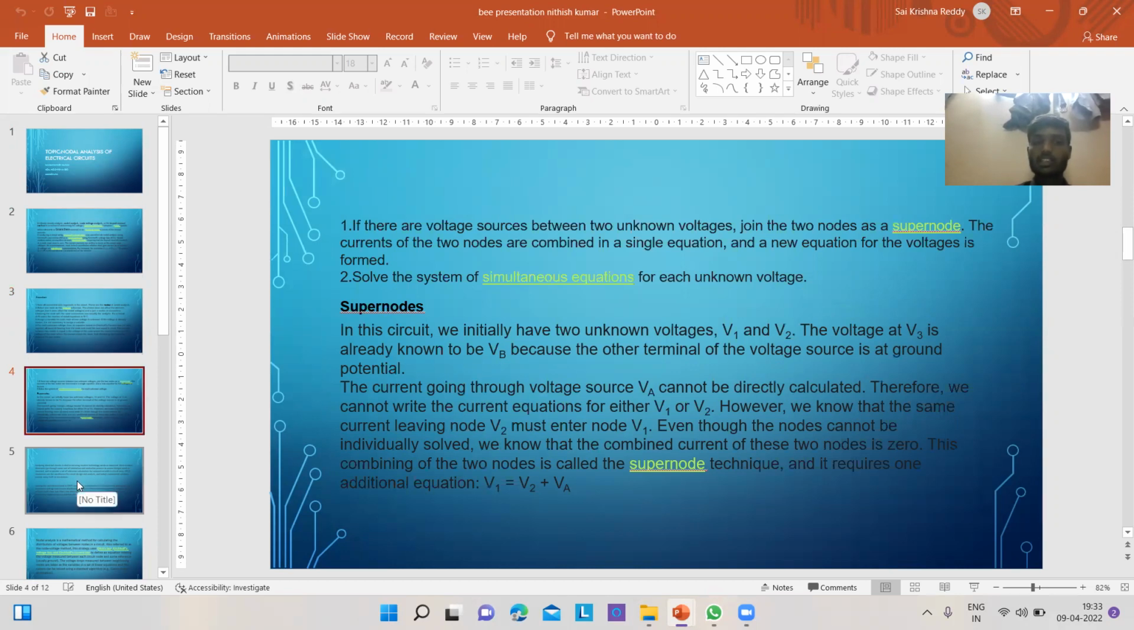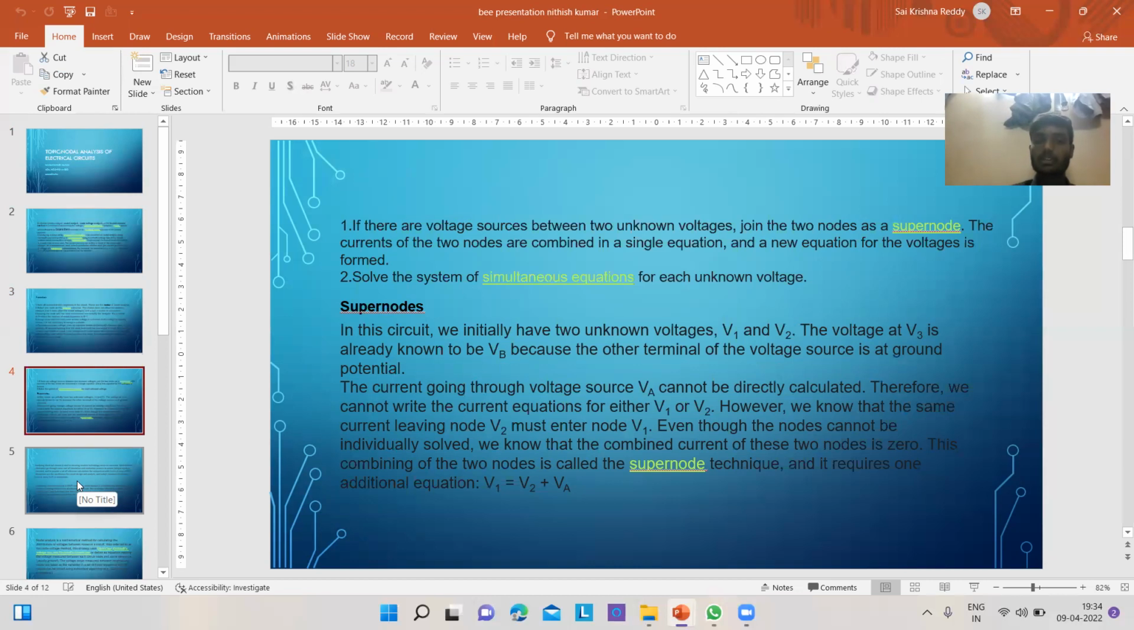Supernodes. In this circuit, we initially have two unknown voltages, V1 and V2. The voltage at V3 is already known to be VB because the other terminal of the voltage source is at ground potential. The current going through voltage source VA cannot be directly calculated. Therefore, we cannot write the current equations for either V1 or V2.